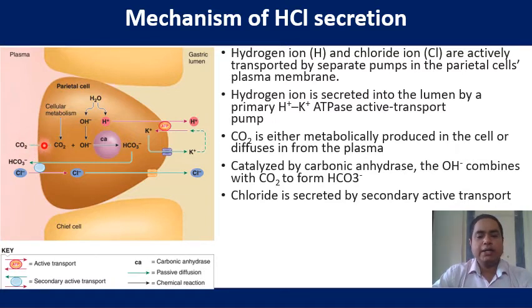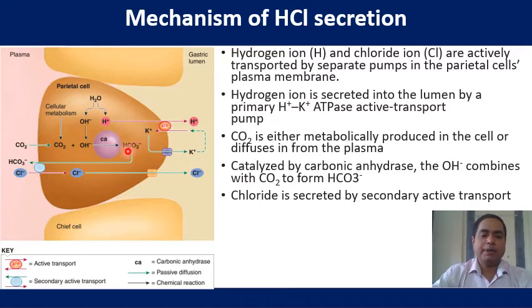diffused into the parietal cell from the plasma, and after diffusion from the plasma or generation through the cellular metabolism process, this CO2 molecule will combine with the hydroxyl ion to form the bicarbonate. Actually, the bicarbonate is produced by the catalytic activity of the carbonic anhydrase enzyme. So the carbonic anhydrase enzyme is required for the generation of bicarbonate ion.